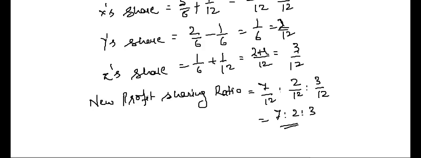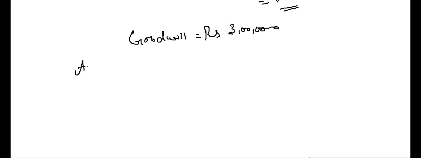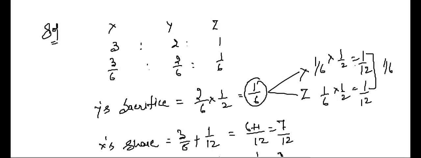And they have also asked us to pass a necessary journal entry for goodwill. Goodwill given is rupees 3 lakhs. Now the amount of compensation. Who are the gaining partners? X and Z are the gaining partners. They will compensate Y for sacrificing his share in the profits by paying goodwill.